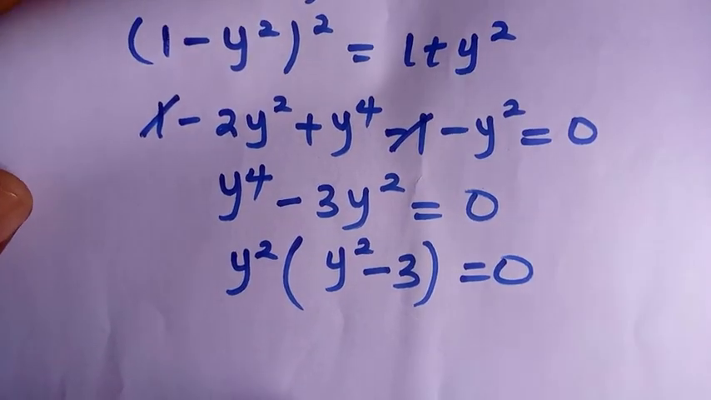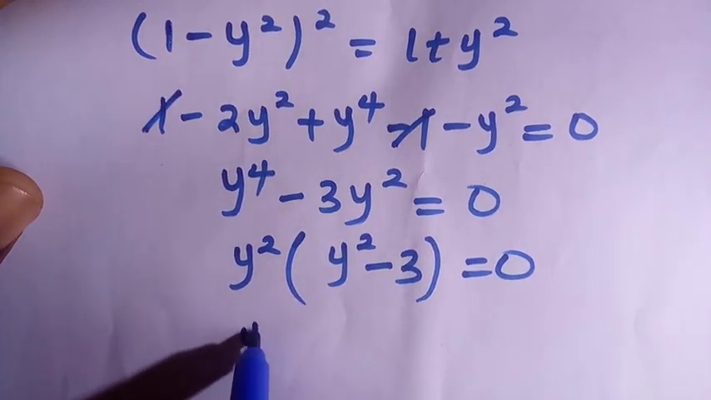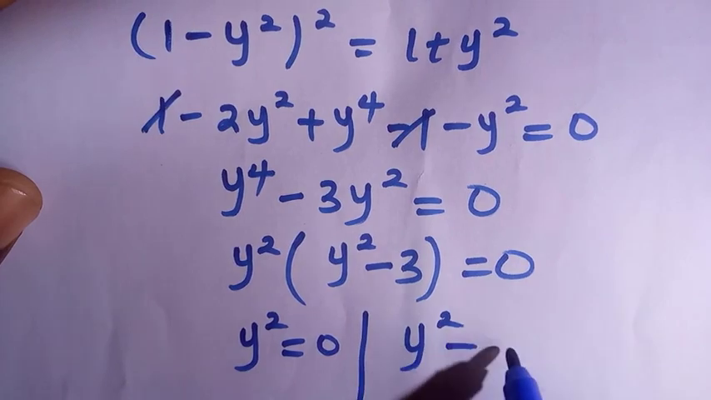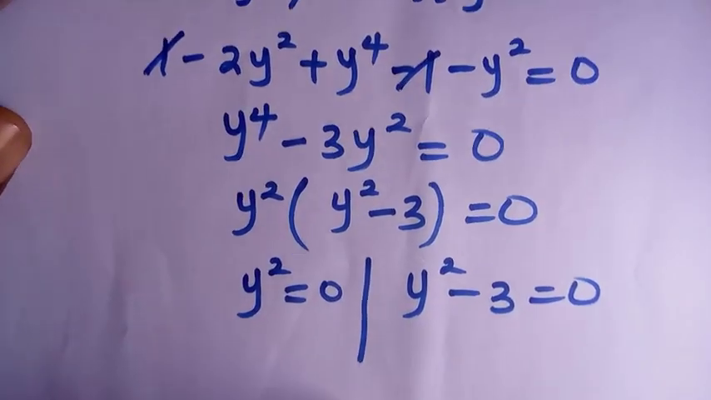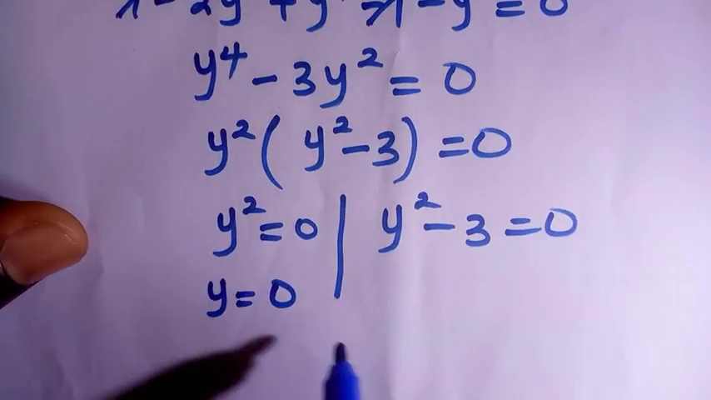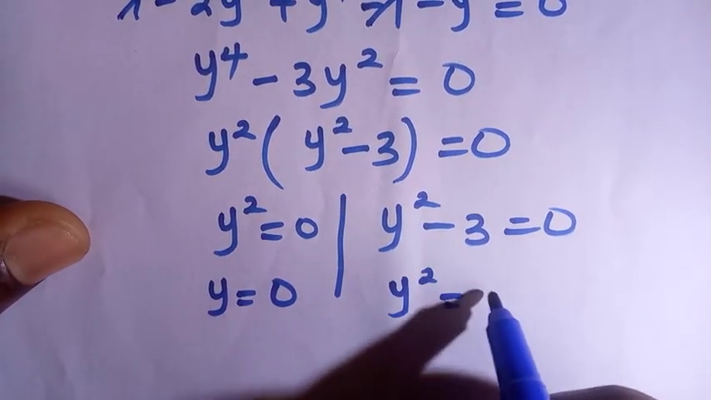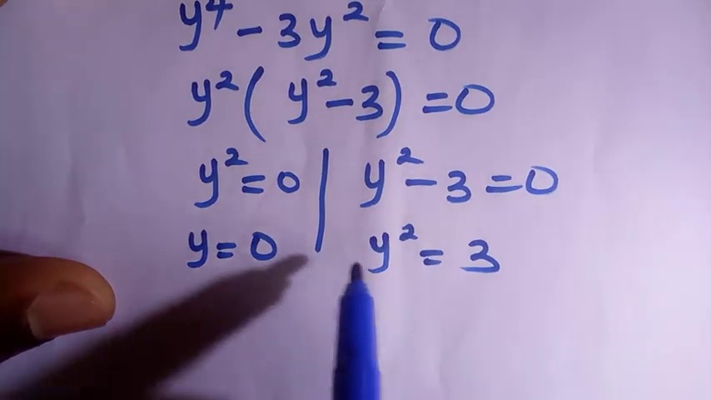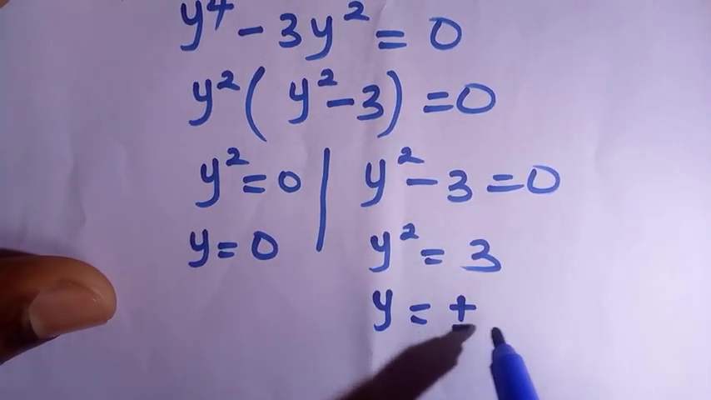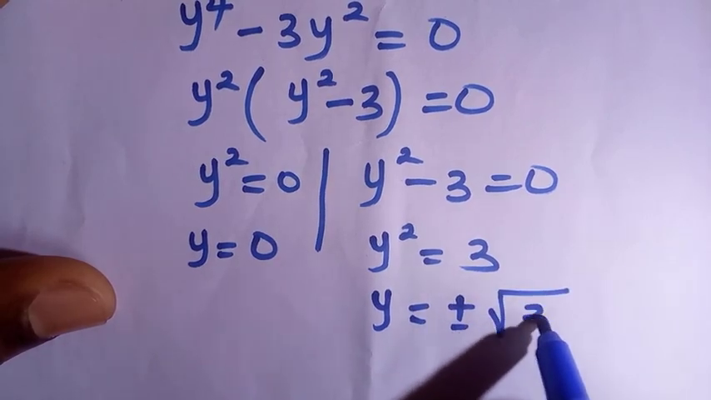And according to the quadratic rules, y square we take 0 and y square minus 3 we also take 0. So there we have this. And for the first one, by taking the square root of both sides, y equals to 0. For this one, y square equals to 3, and taking the square root of both sides as well, we have y equals to plus or minus the root of 3. But don't forget that this is not the final answer.